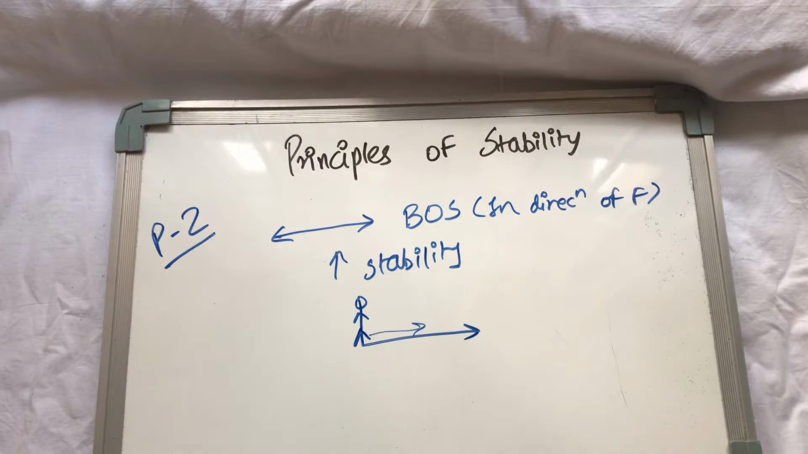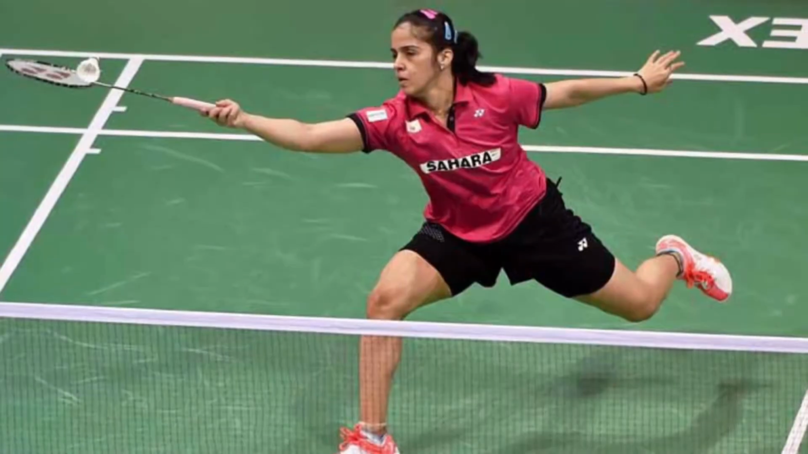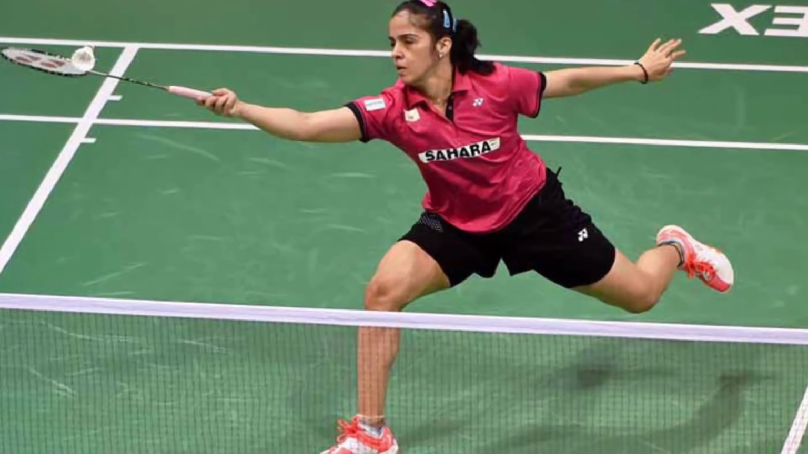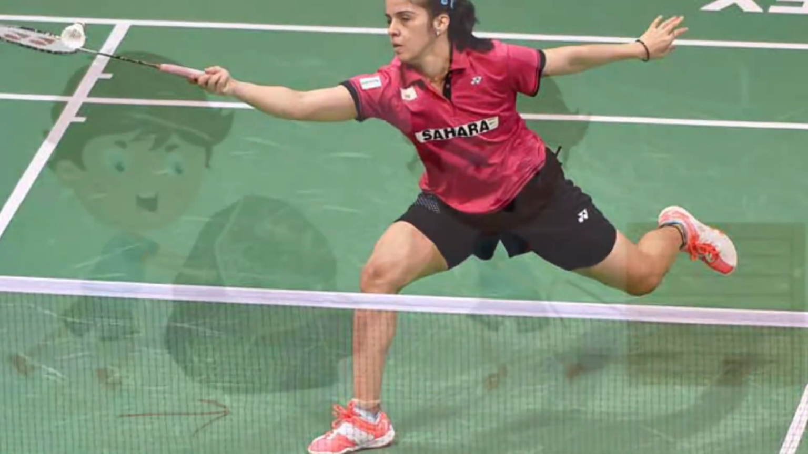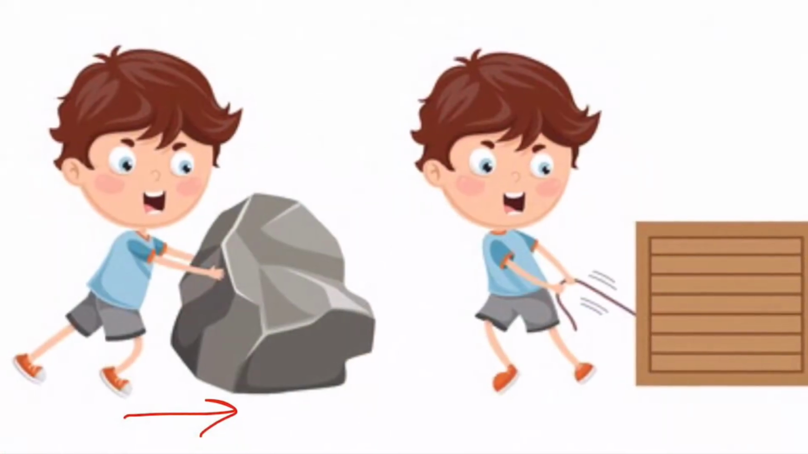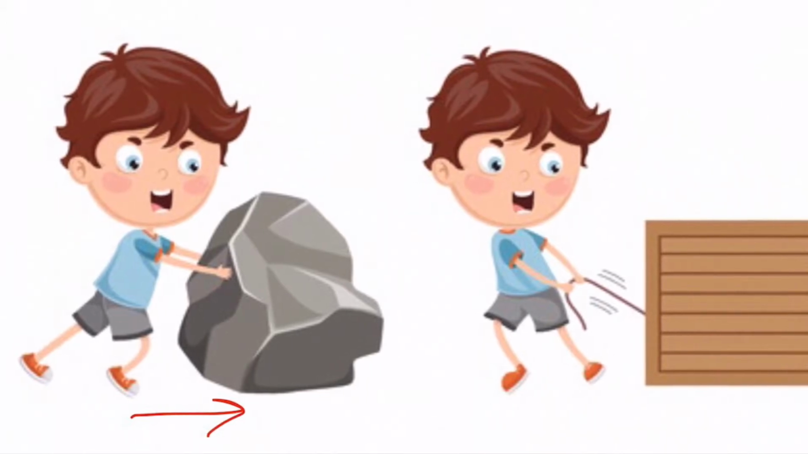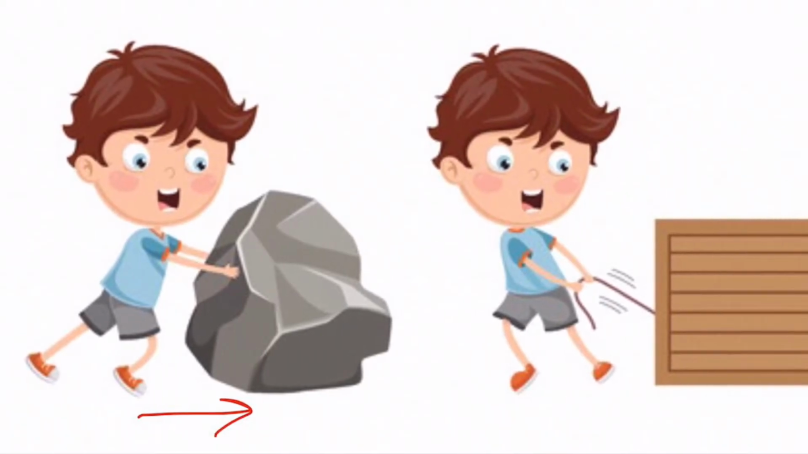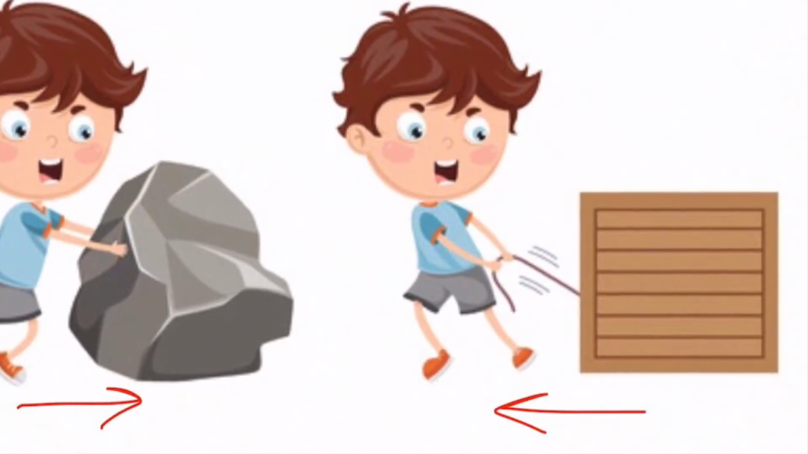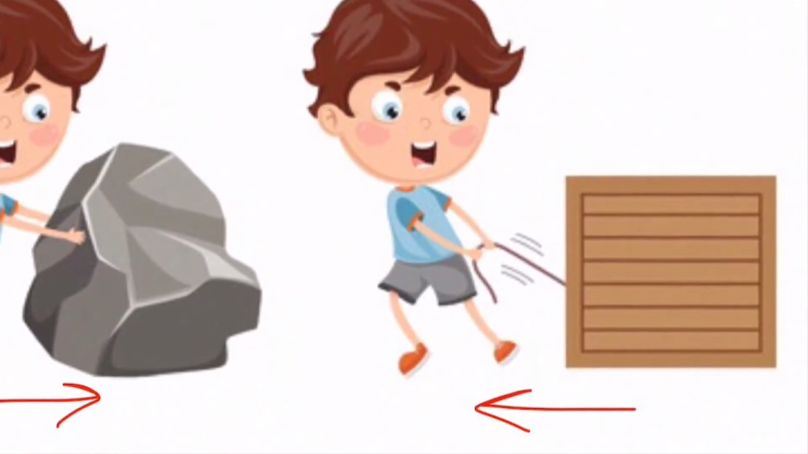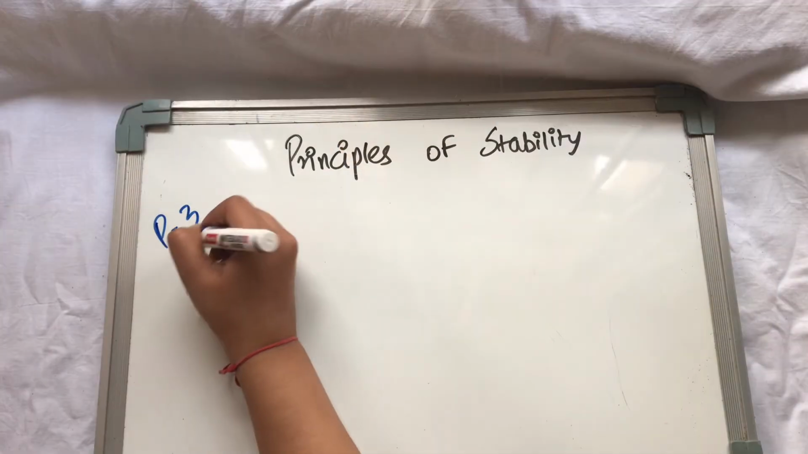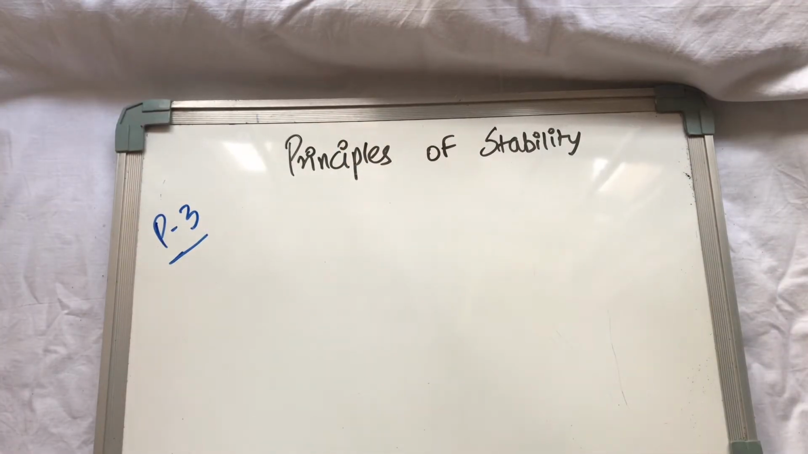Another example is when we push or pull any heavy object. Also in sports, as we can see here, the player has extended her base of support in the direction of force to shoot a cock. Also here, a boy is pushing a heavy object. He moved his leg forward to increase stability. And when pulling an object, he moved his leg in the direction of the force.